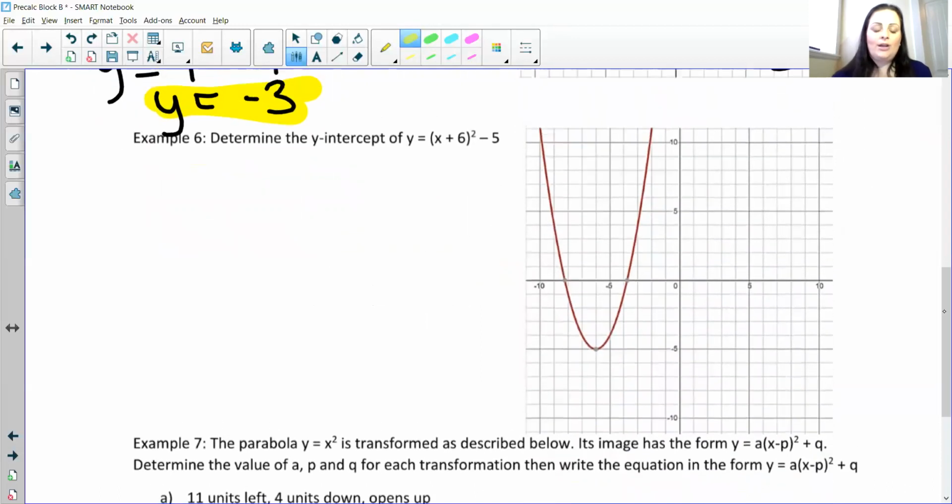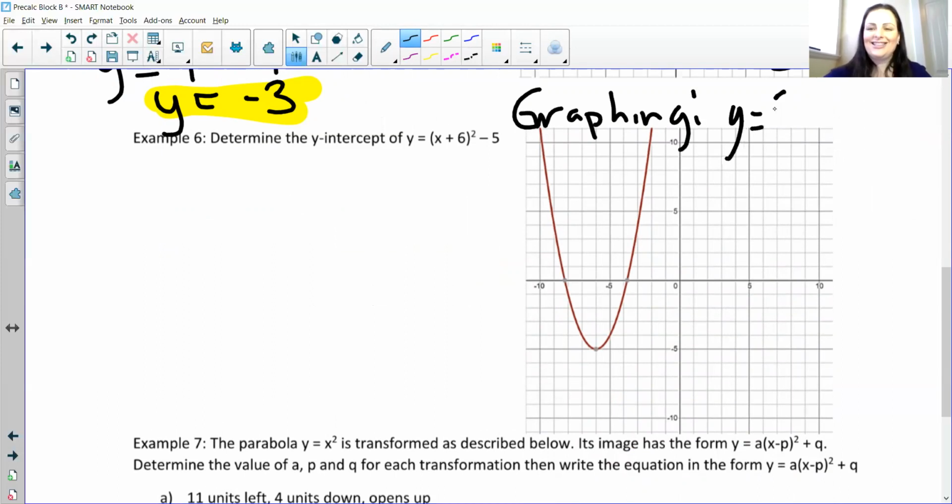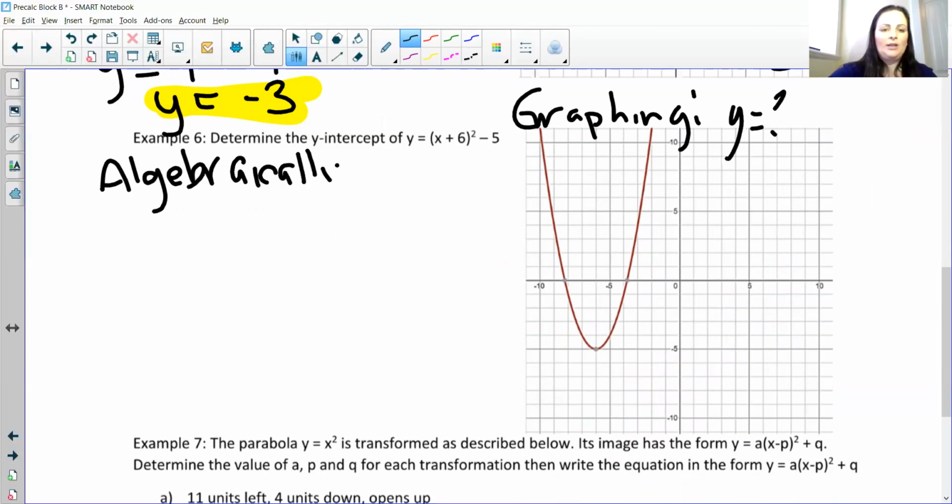So pause the video here and try that next one. Okay, so to solve it by graphing, can you solve it by graphing? No, not if this was the graph provided to you. You have the equation, you could stick it in a calculator or a phone app and find it, but sometimes it's actually much faster and much more precise to solve it algebraically. So algebraically, we are going to set x equal to 0, and we're going to solve for y.